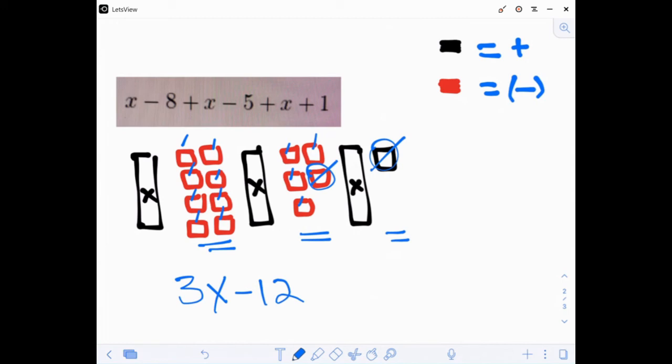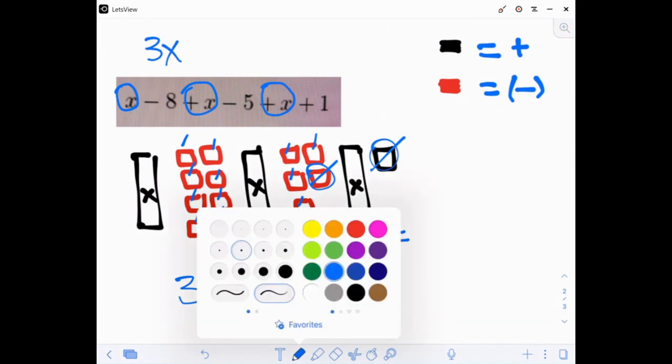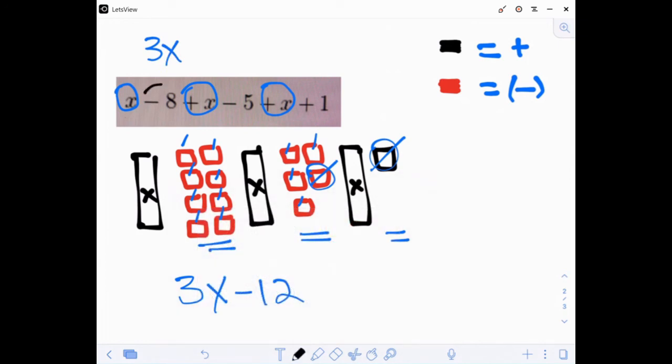Again, if I wanted to just look at the expression and not think about algebra tiles, I'm combining the like terms. I have a positive x tile, positive x tile, and a positive x tile. That would be equal to 3x tiles. If I take a look at my unit tiles, I've got 8 negative unit tiles, 5 negative unit tiles. That's 13 negative unit tiles. But I've got one positive tile, so that would create a zero pair. So in total, I have 12 negative unit tiles.